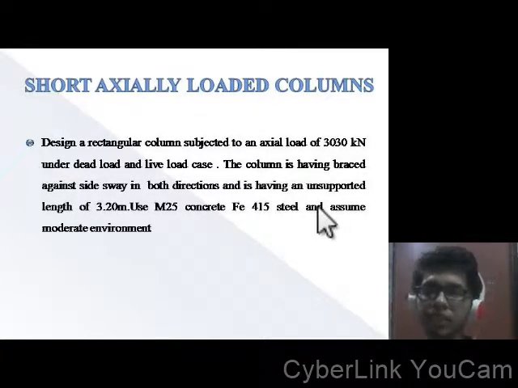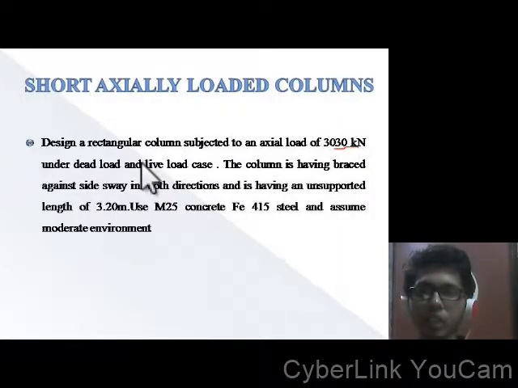Now let us see a simple problem on a short axially loaded column. Here in this problem, we have to design a rectangular column which is subjected to a load of 3030 kN under dead load and live load. The column is braced against side sway in both directions and has an unsupported length of 3.20 meters. Consider M25 concrete as well as Fe415 steel, and assume a moderate environment.